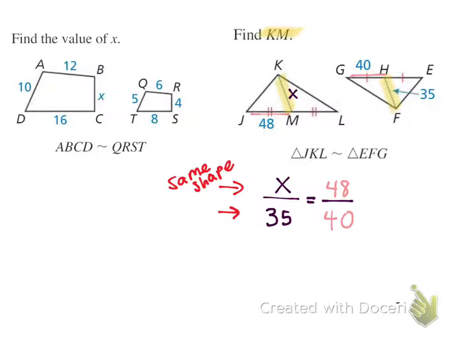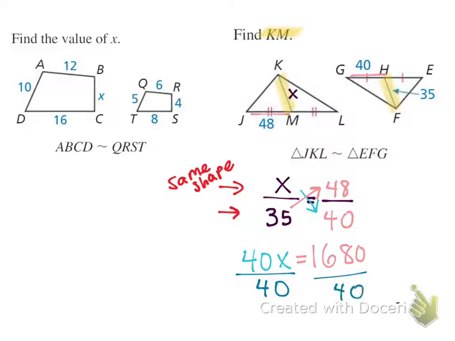All right, so we have one fraction set equal to another. We are going to cross multiply. So x times 40 is 40x. And then 35 times 48. What is it? 1,680. Sounds good. Divide by 40. x is 42.